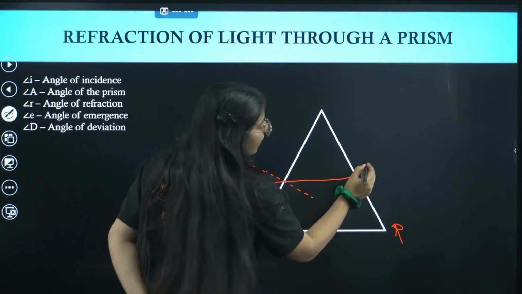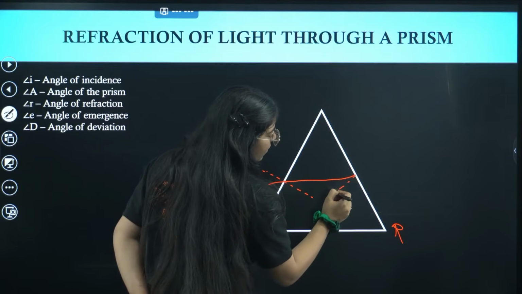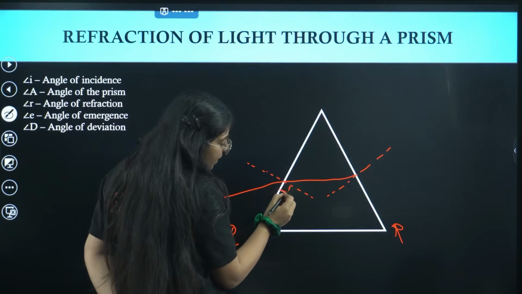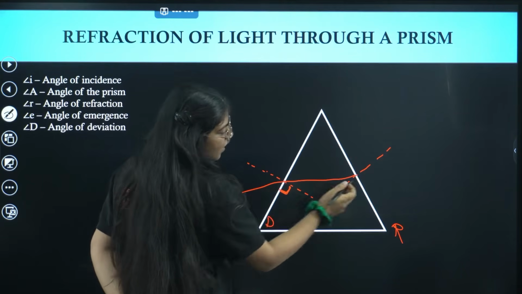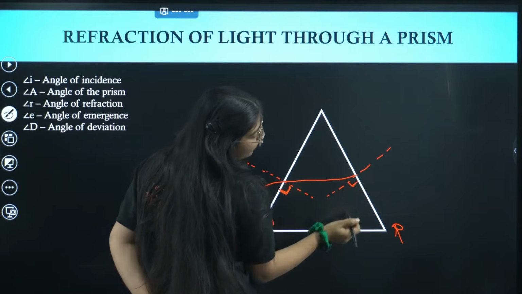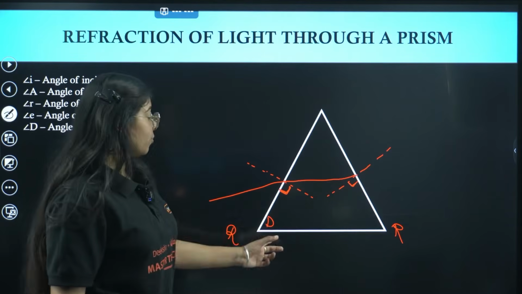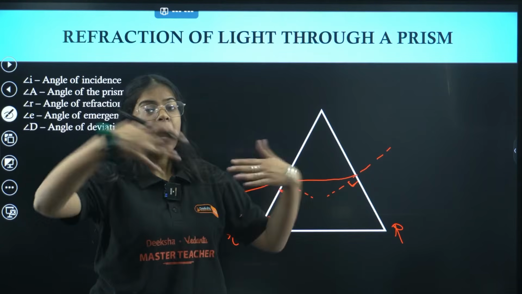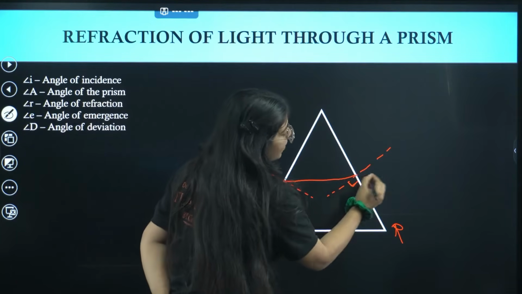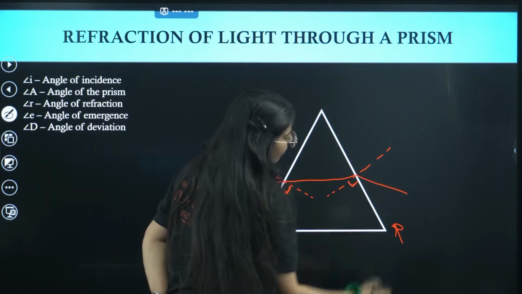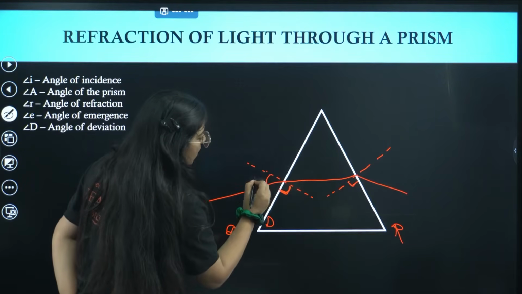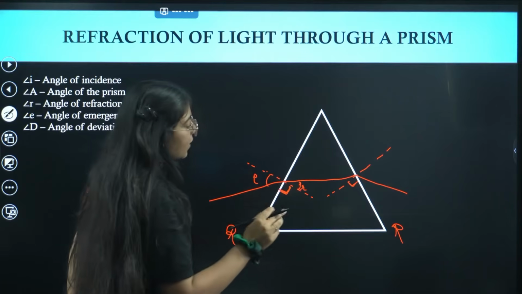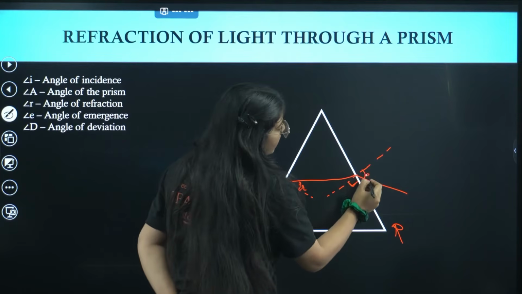Then again, a normal at this point. So this will be a normal. The normal should be made according to the prism surface. So this is the normal to the prism. Now it's going from denser to rarer, so instead of bending towards the normal, it will bend away from the normal. So instead of going straight, it bends away from the normal. Now, this is our incident angle, this is our refractive angle, and this is our emergence angle.